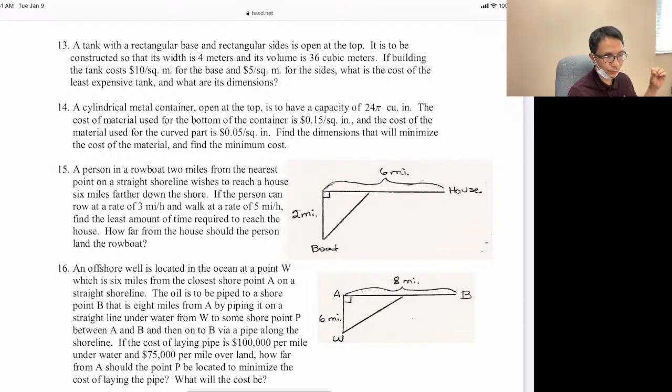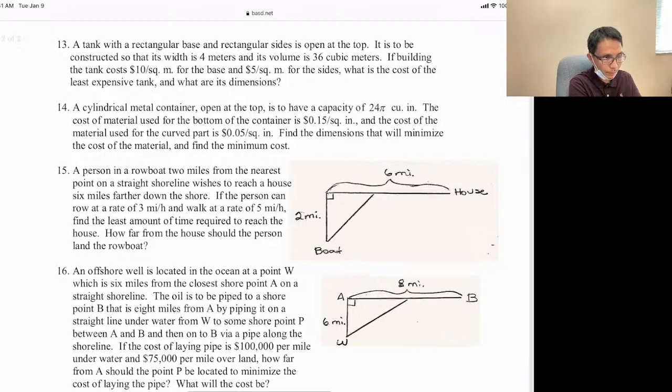So look at question 14. If you can do it, 14 and 16. Could you zoom in on the book? Sure.